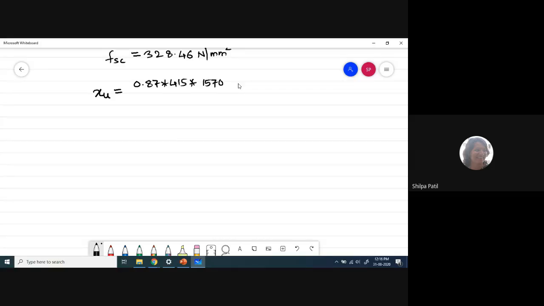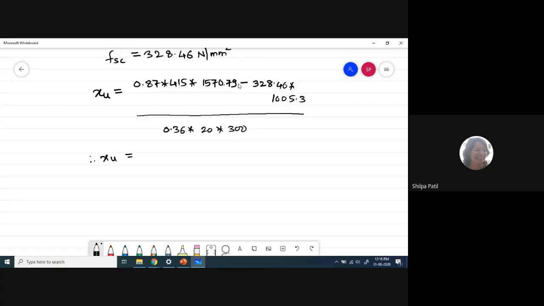So this is 0.79 minus FSC, 328.46, into ASC, I will write down here, 100.3. Okay. Divided by 0.36 FCK into B. So XU is coming as 109.69 mm. Compare this with XU max.